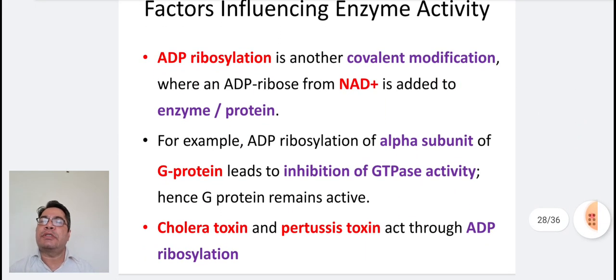ADP ribosylation is another covalent modification where ADP ribose from NAD+ is added to enzyme or protein. For example, ADP ribosylation of the alpha subunit of G protein leads to inhibition of GTPase activity. Hence, G protein remains active. Cholera toxin and pertussis toxin act through ADP ribosylation.